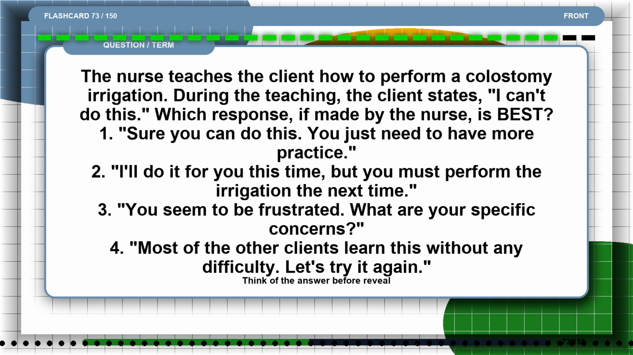Flashcard 73. The nurse teaches the client how to perform a colostomy irrigation. During the teaching, the client states, "I can't do this." Which response, if made by the nurse, is best? 1. Sure, you can do this. You just need to have more practice. 2. I'll do it for you this time, but you must perform the irrigation the next time. 3. You seem to be frustrated. What are your specific concerns? 4. Most of the other clients learn this without any difficulty. Let's try it again. Think of the answer before the reveal.